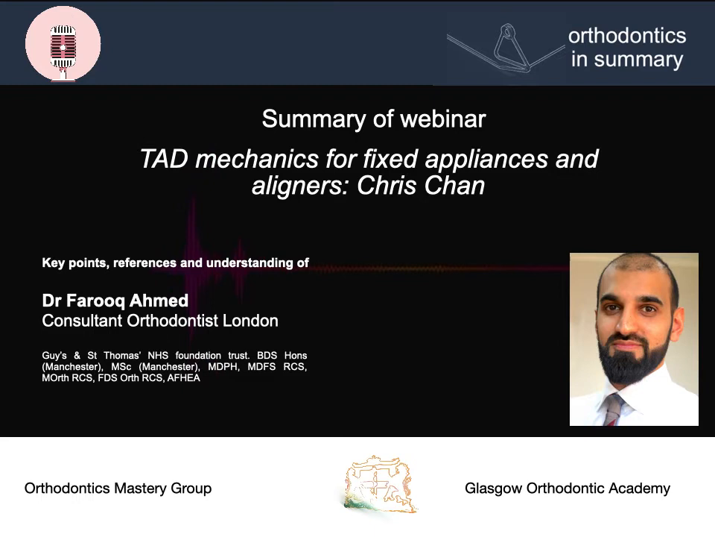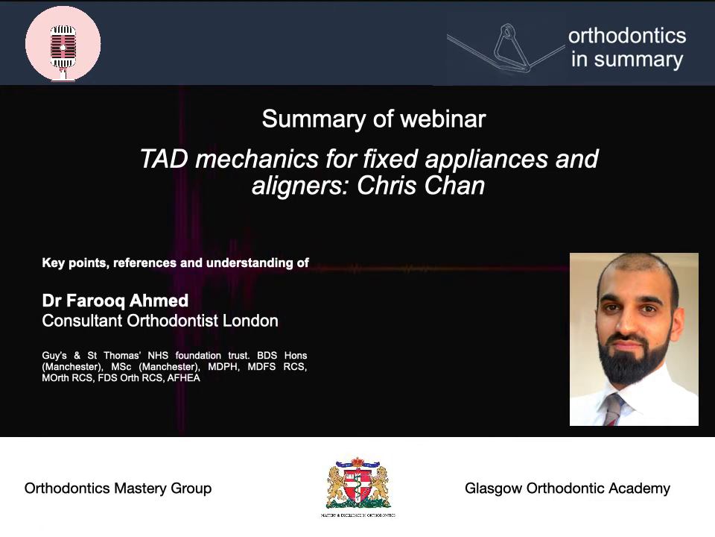Now Chris also spoke about his utilization of TADs for sectional mechanics with fixed appliances. He spoke about a lower 5 in scissor bite and spoke about using a buccally placed TAD with a direct vector using elastomeric chain to bring this tooth out of crossbite.